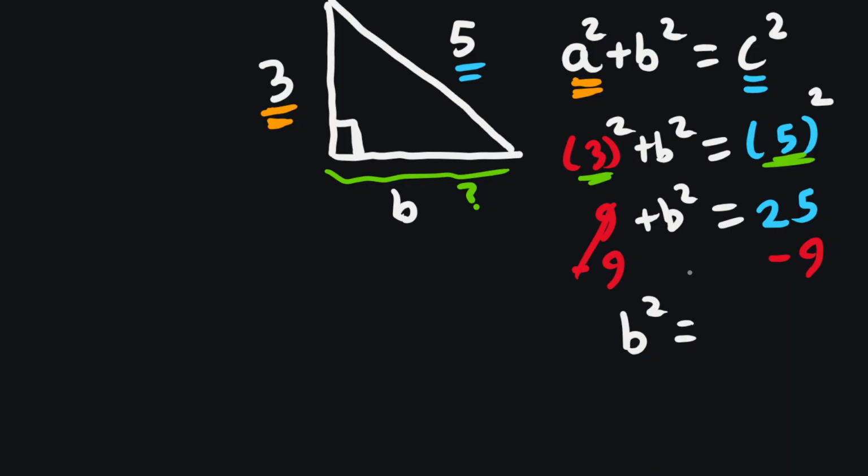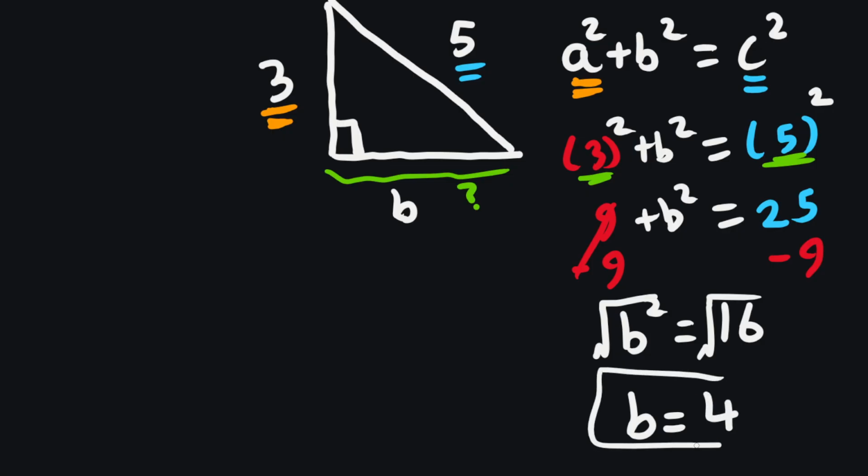And what's 25 minus 9? That is 16. And we know b squared is 16, so to solve for b, we'll take the square root of both sides. And b equals radical 16, which is 4. So b is 4. Therefore, the length of this side right here is 4.